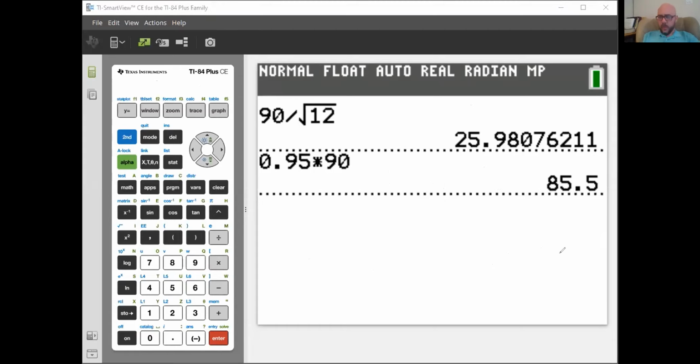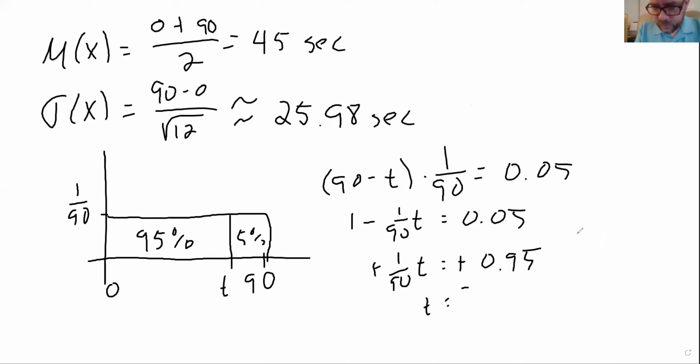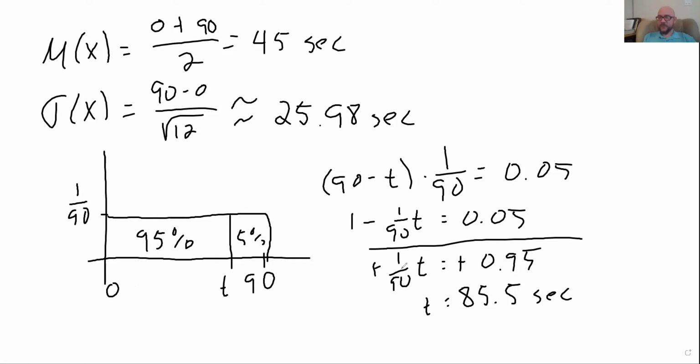Equals 85.5 seconds. And you could certainly do this the other way, where you do t times 1/90 equals 0.95. In fact, that just means that you start right here, at this step right here, which is slightly more convenient, actually. It's a little bit more convenient to do it that way.